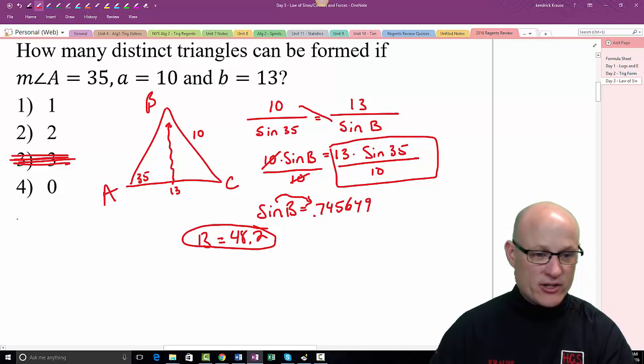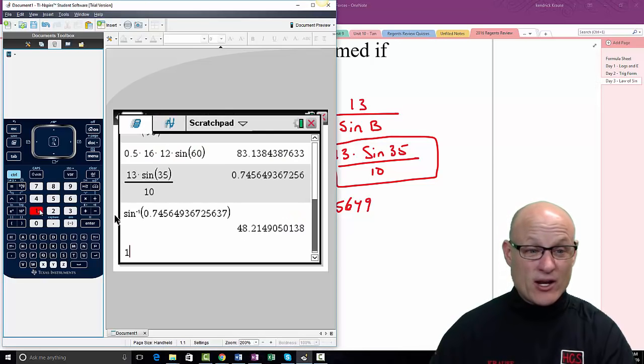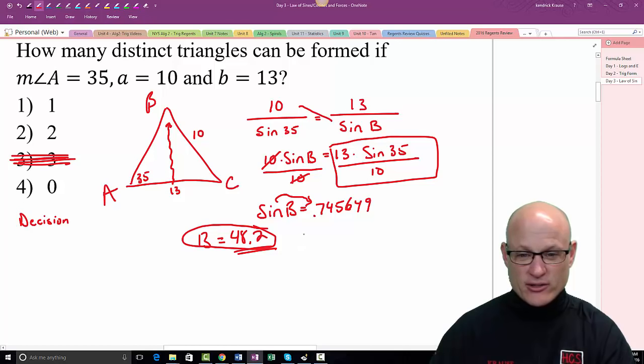So now we got to decide. Oh wait, before I decide, b can be 48.2, but sine is also positive in the second quadrant. So to find the other angle, I'm going to take 180 and subtract this answer, and you get 131.7, which is really 132 degrees. So my 2 answers are either going to be 48 or 132.